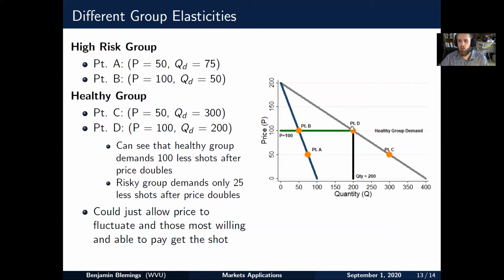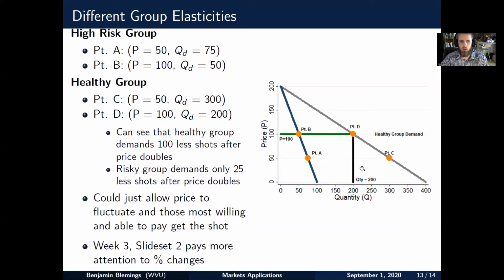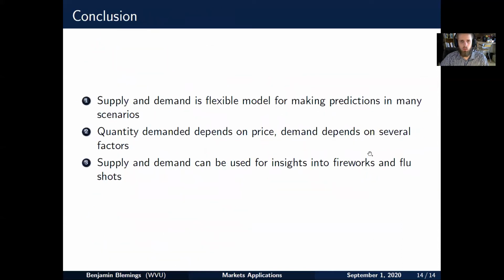And I'll get more into these elasticities in the coming weeks. So the conclusions of these slides are that supply and demand is a flexible model for making predictions in many scenarios. Supply and demand depends on price, and demand depends on several factors. And supply and demand can be used for insights into markets as diverse as fireworks and flu shots.